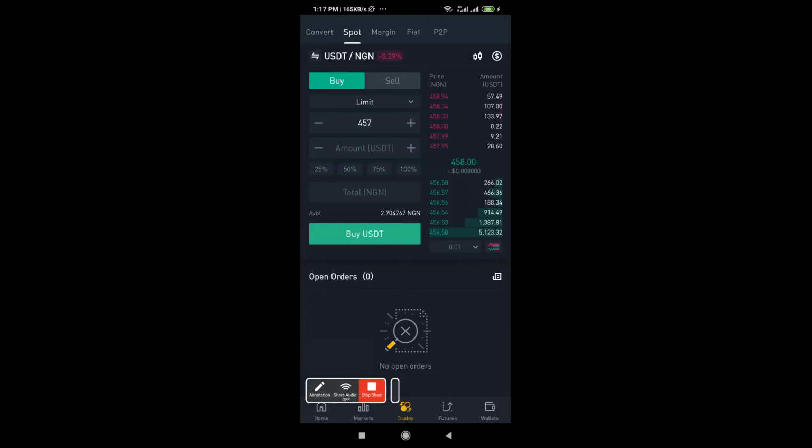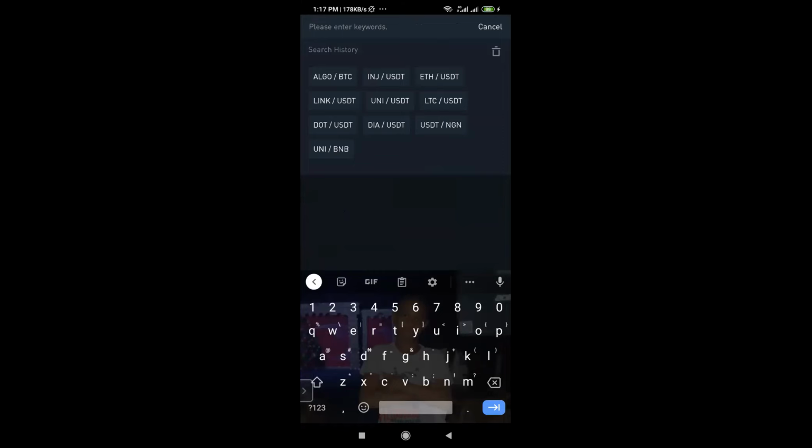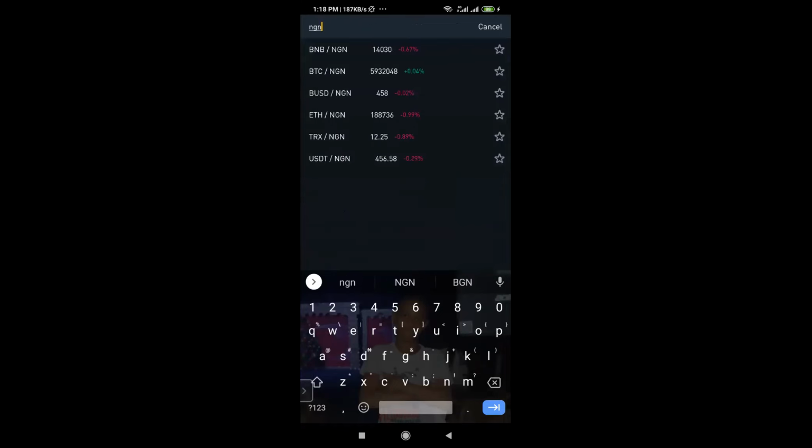Alright, so I click on this place. This is where I go to search for the different markets. We will talk about markets in the next class. So I can just type NGN and I see all the market pairs with naira, right? Now I'm seeing BTC, I'm seeing Ethereum, so I can actually use naira to buy Ethereum here on Binance.